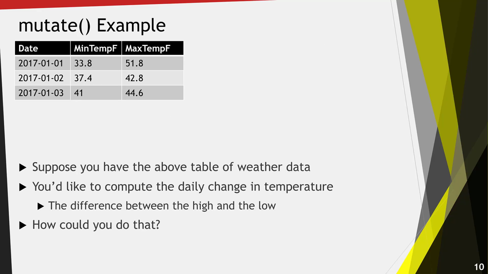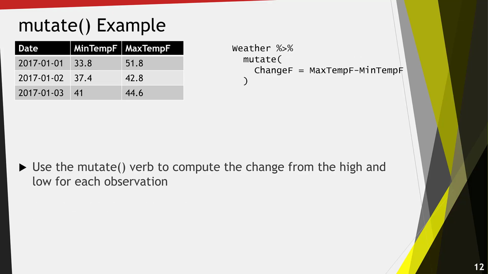Before we use mutate in R, let's just work through an example of conceptually what is happening. So you can think of something similar to the data that we've loaded in R already, where you have some weather data. There's a date column, a minimum temperature, and a maximum temperature column. Suppose you'd like to compute the daily change in temperature, the difference between the high and the low temperature. How would you do that? Mathematically, you would just compute the change as the difference between the maximum temperature and the minimum temperature. We can do this using a mutate verb in R.